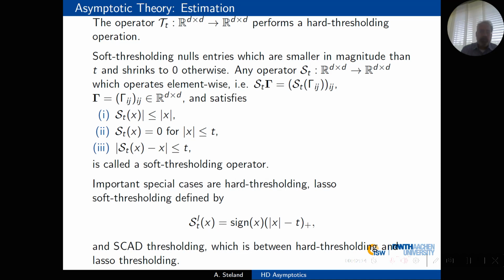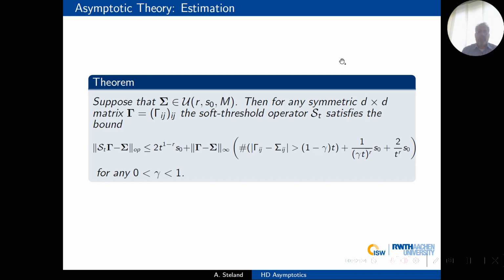The Lasso soft thresholding, which is very commonly applied, is also a special case of this class of thresholding operators. The SCAD thresholding, which is between hard thresholding and Lasso thresholding, is also contained in this class. And so the next two results are extensions of the work of Bickel and Levina.